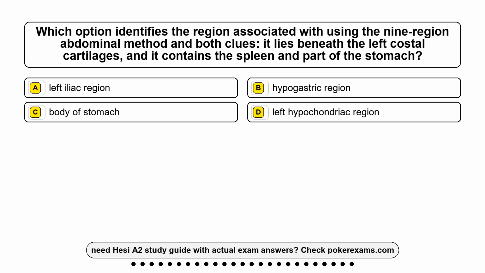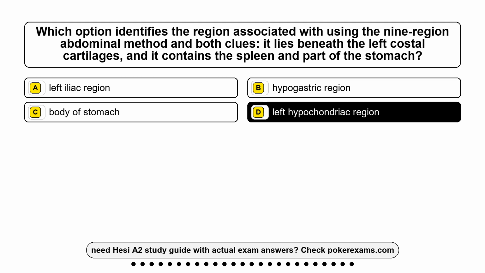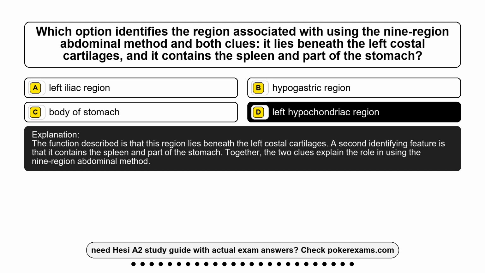Question 15. Which option identifies the region associated with using the 9-region abdominal method in both clues? It lies beneath the left costal cartilages, and it contains the spleen and part of the stomach. Option A, left iliac region. Option B, hypogastric region. Option C, body of stomach. Option D, left hypochondriac region. The correct answer is option D, left hypochondriac region. The function described is that this region lies beneath the left costal cartilages. A second identifying feature is that it contains the spleen and part of the stomach. Together, the two clues explain the role in using the 9-region abdominal method.